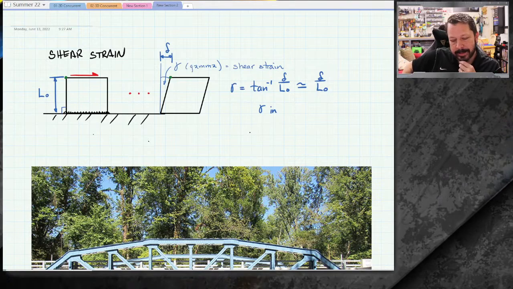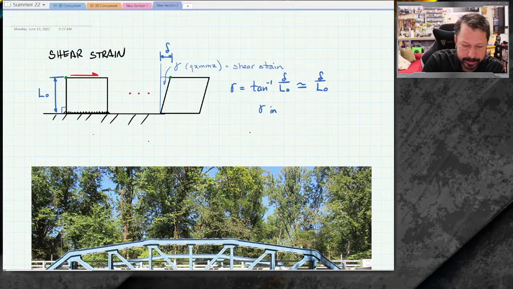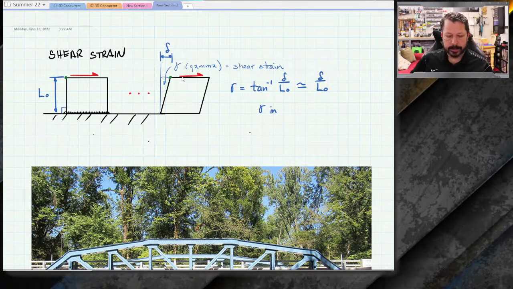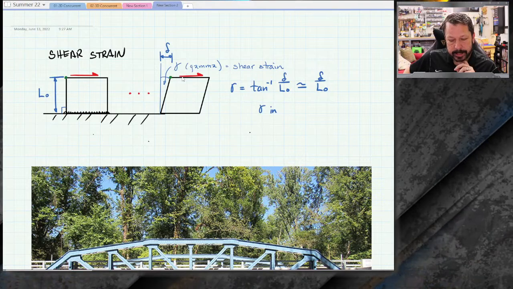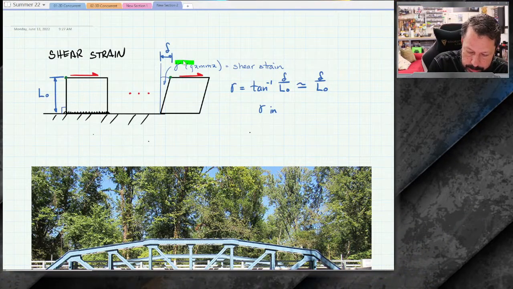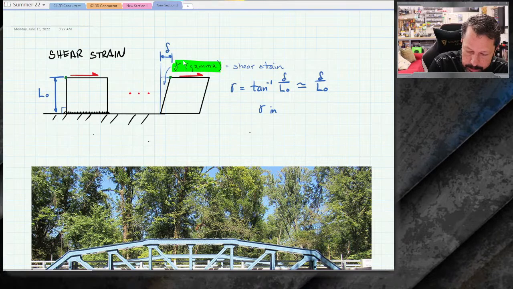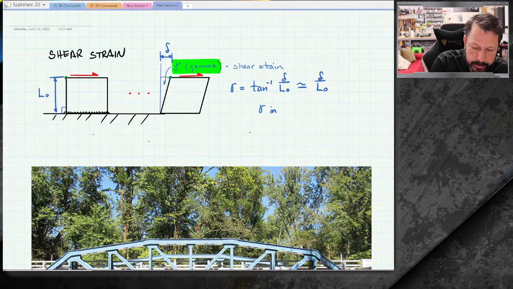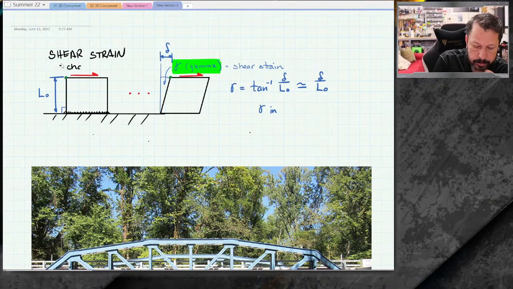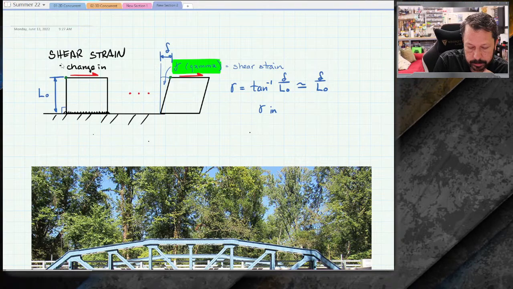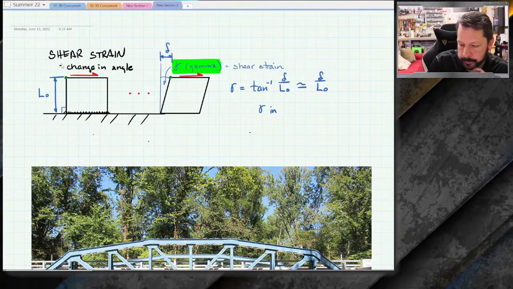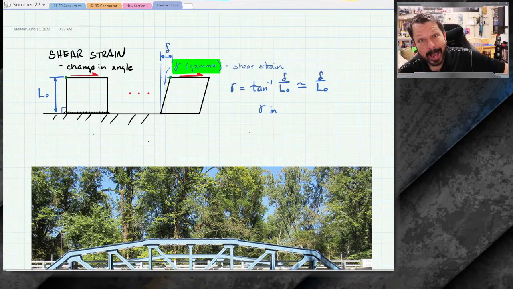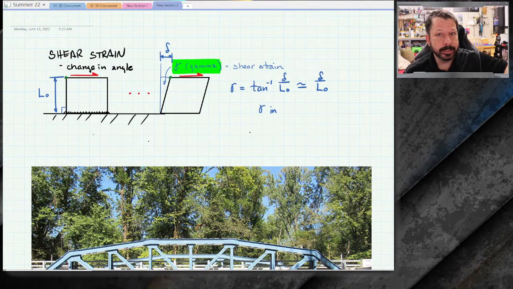The right hand side is the skewed box. I guess I didn't show the force on top of there, but there's still a force pushing it over. And so what we're actually measuring is that gamma. This little angle gamma right here is the shear strain. Shear strain is a change in angle, whereas axial strain was a change in length.